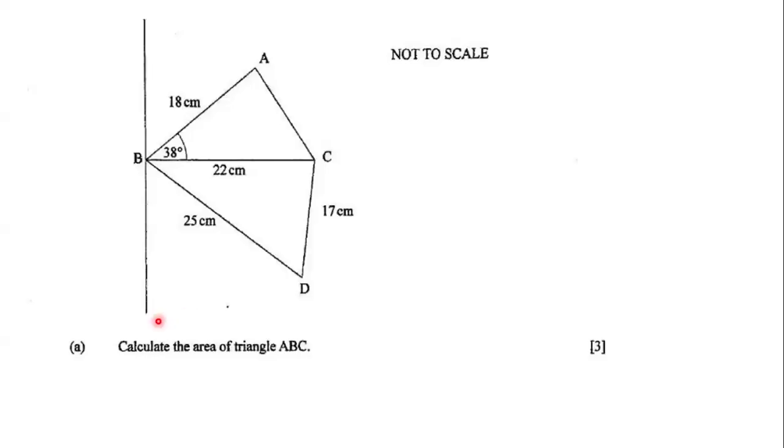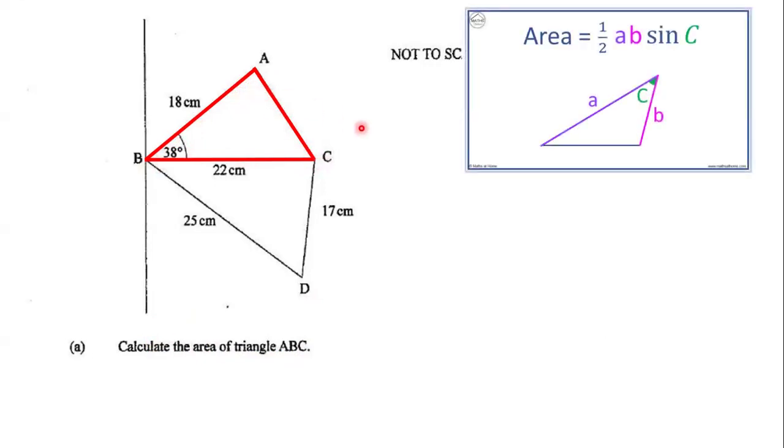Here, our goal is to calculate the area of triangle ABC. Notice that we have triangle ABC highlighted, and our goal is to determine the area of this triangle. In order to do this, we will use this formula. One of the formulas for the area of a triangle is the following: a half multiplied by a times b multiplied by sine C.